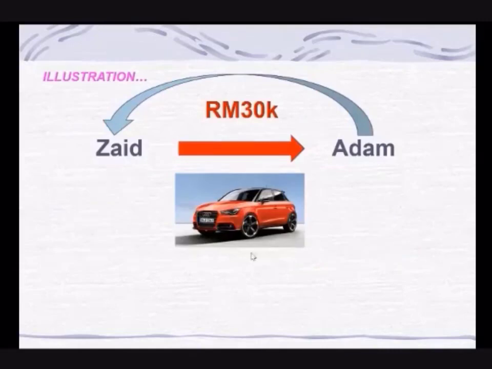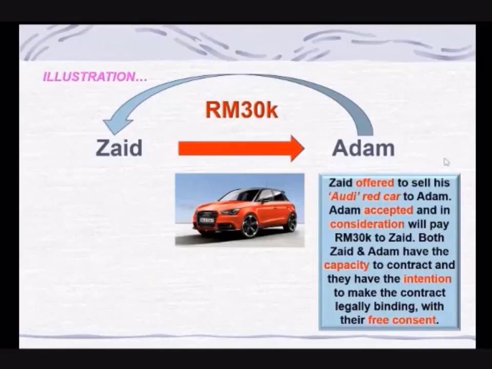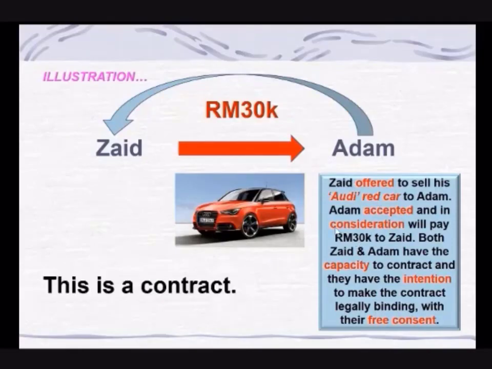So for example, we take this as an illustration. Let's say Zaid here offered to sell his car to Adam for 30,000. And then Adam agreed to buy the car and promised to pay 30,000 for the car. In this situation, there is an agreement, there is a contract. Assuming that Zaid and Adam have the capacity and intention to make the contract, and they made the contract freely without any elements that affect their consent. So by virtue of this, all the elements exist in the agreement between Zaid and Adam. Therefore, this is a contract.